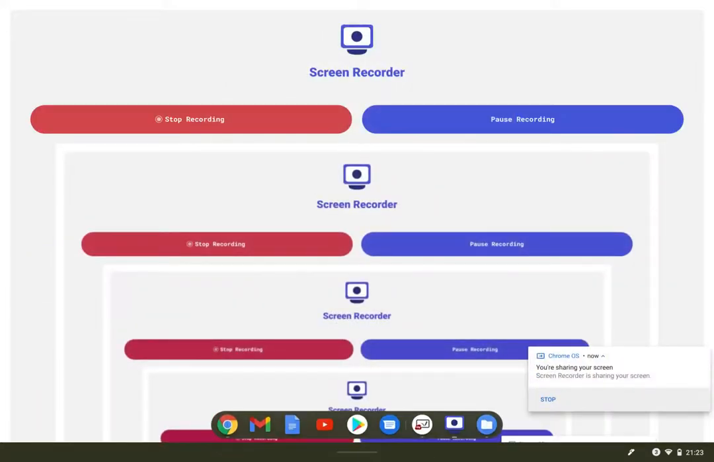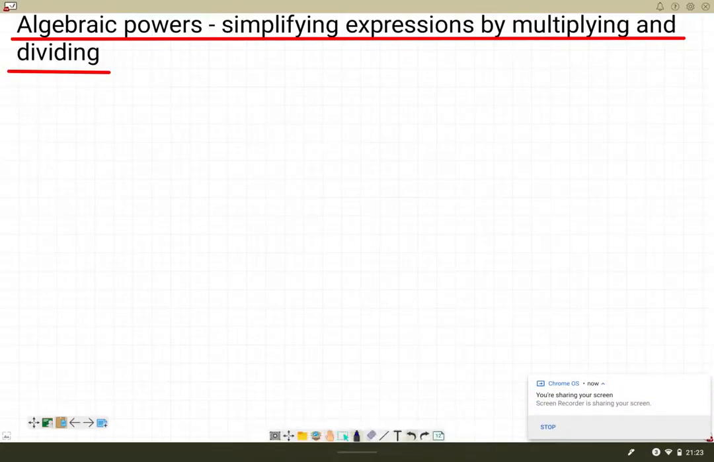Hi guys, so today's lesson is going to be on how to simplify expressions by multiplying and dividing. Okay, so this follows on from collecting like terms and index laws. If you haven't watched them videos, go back and watch them videos. Okay, so simple rules to do this topic.